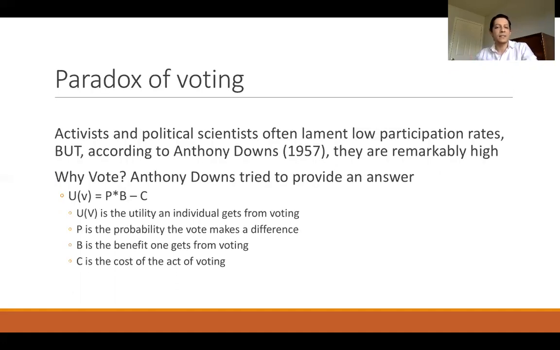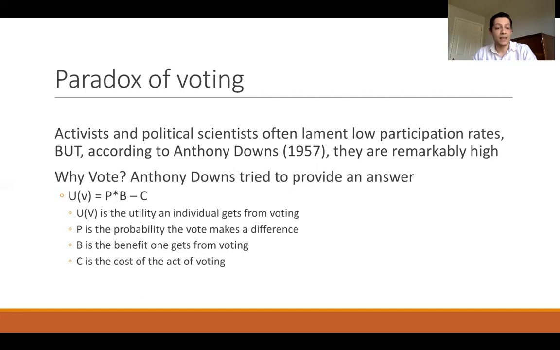Activists and political scientists often worry about remarkably low political participation rates, but an early political economist named Anthony Downs posited that actually participation rates are remarkably high. As a matter of fact, we ought to see zero participation when you consider the economics of voting. He came up with this equation for the utility of voting.